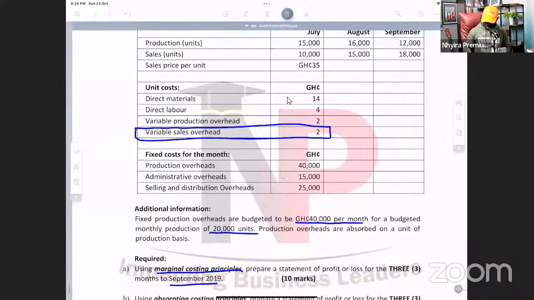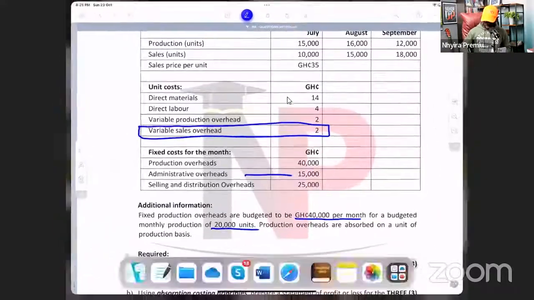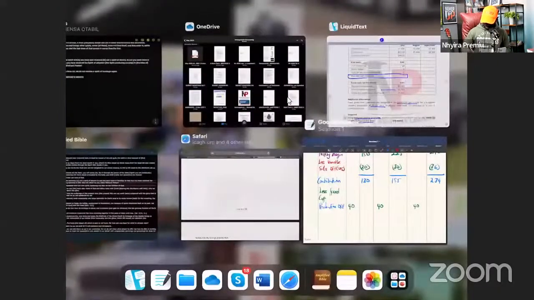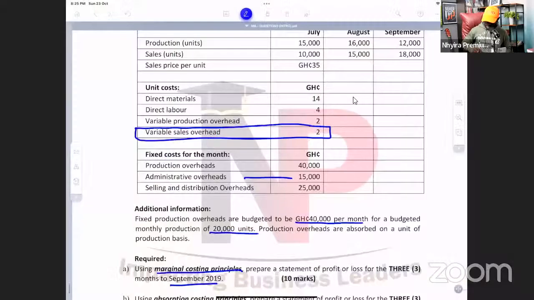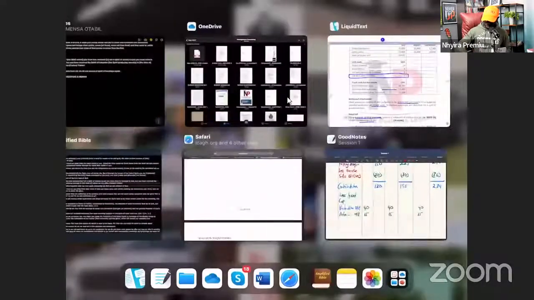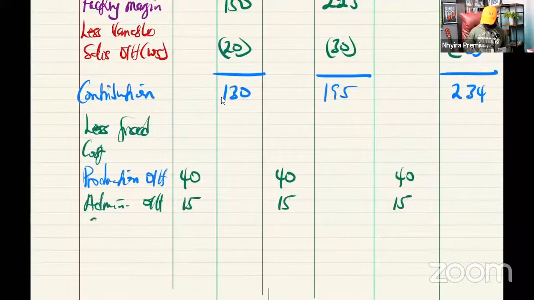Then we have administration overheads. That's 15. That's fixed, so we will incur it anyway. So admin overheads, 15, 15, 15. Then next one, selling and distribution, 25. All these are fixed, so we just bring them up. Selling and distribution overhead, 25, 25, 25.